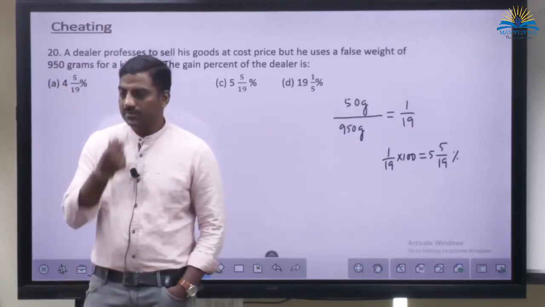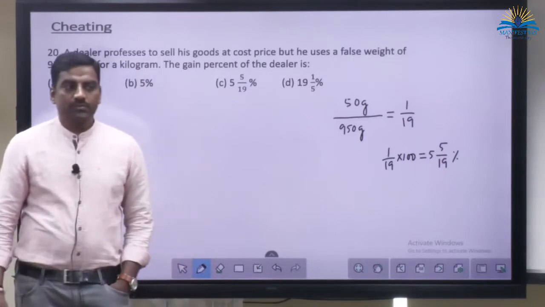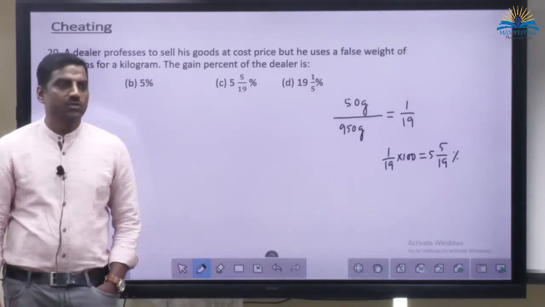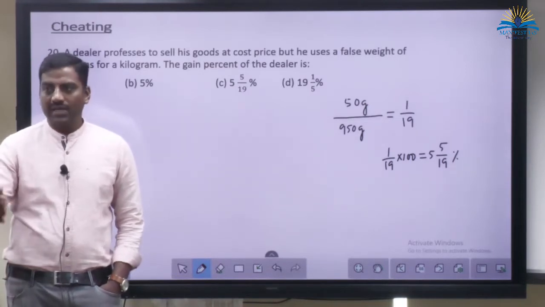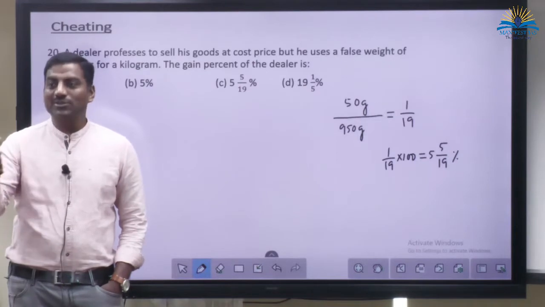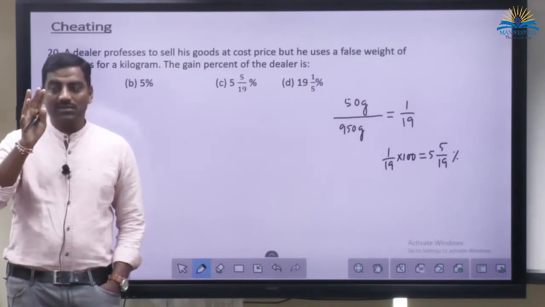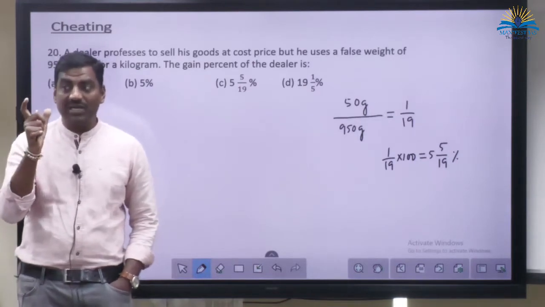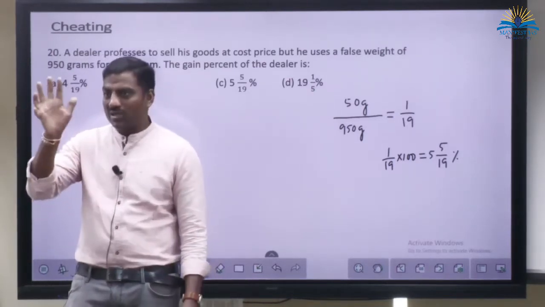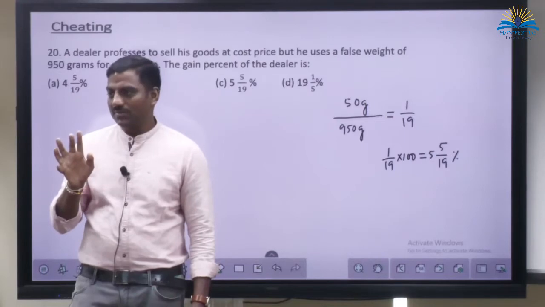It is not exactly 5. It looks like 5, but it is not 5. It will be more than that. In the previous problem, it looked like 10, but it was actually 11. Please keep this in mind. Whenever you perceive it to be 5, 10, or 20, it will always be a little more than that. That much you have to understand.